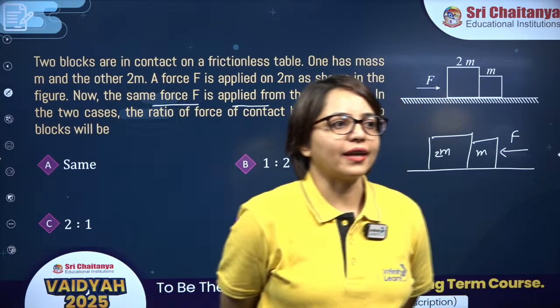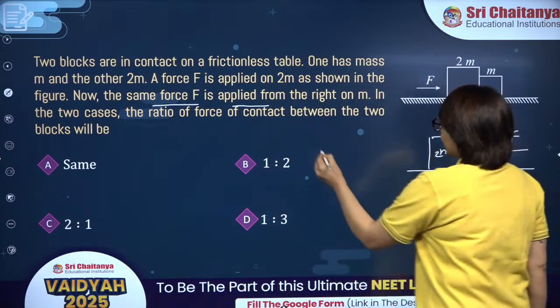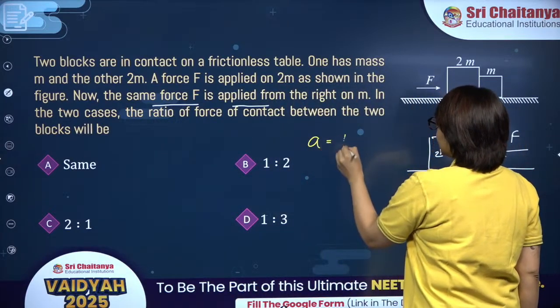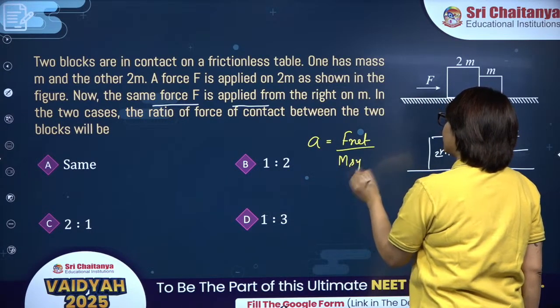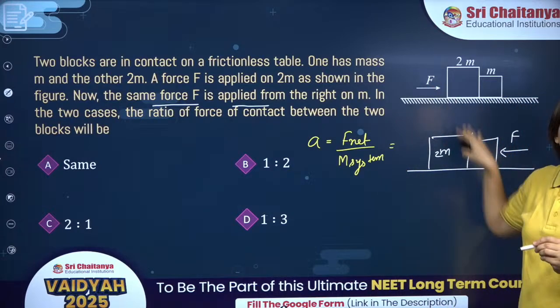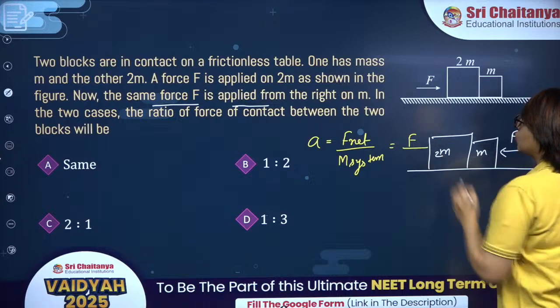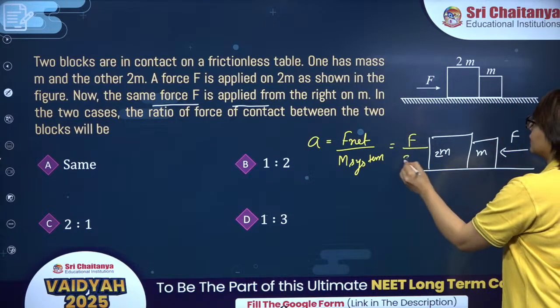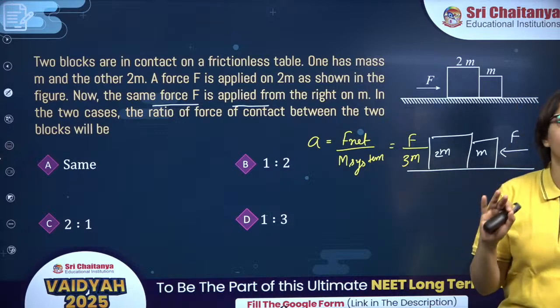All right, it is m plus 2m, that is equal to 3m, right? Now what is the acceleration of the system? It is net external force divided by total mass of the system. So what is the net external force in both of these cases? F, right? Yes, well done. F divided by total mass, 2m plus m, that is 3m. So both of these systems will accelerate with F upon 3m only.